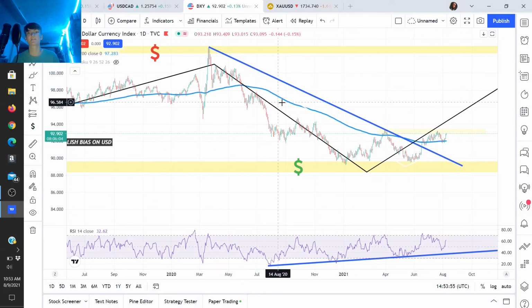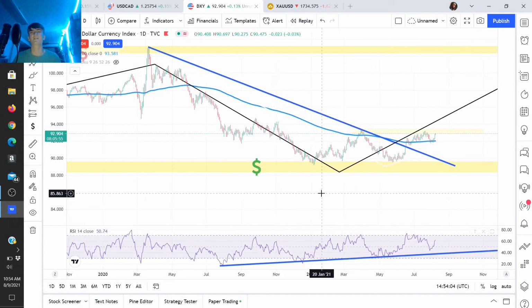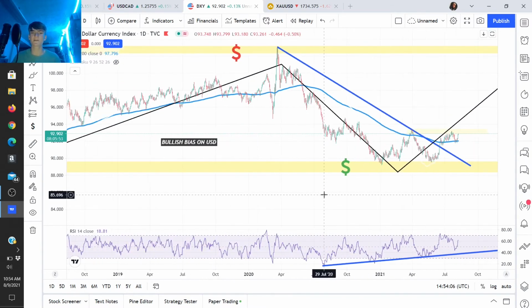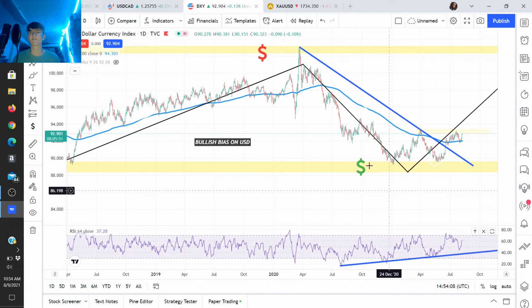But as you can see, we're starting to widen out, and price is starting to show us some divergence as well on the RSI indicator. Another video on how to use the RSI indicator and divergence. It's pretty simple. I'll make another video on that though.